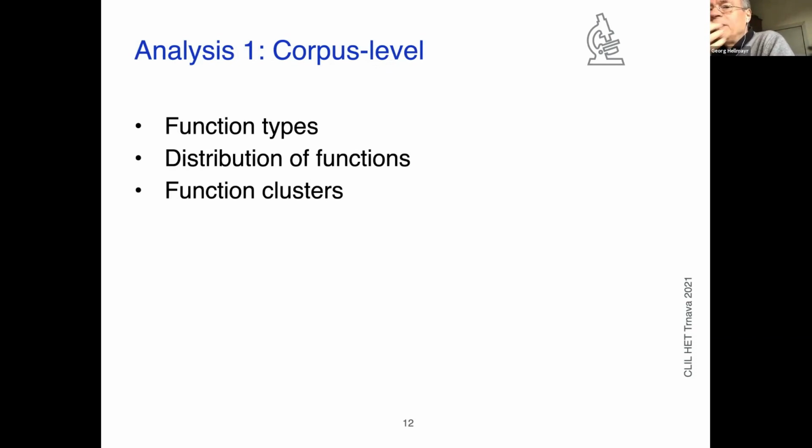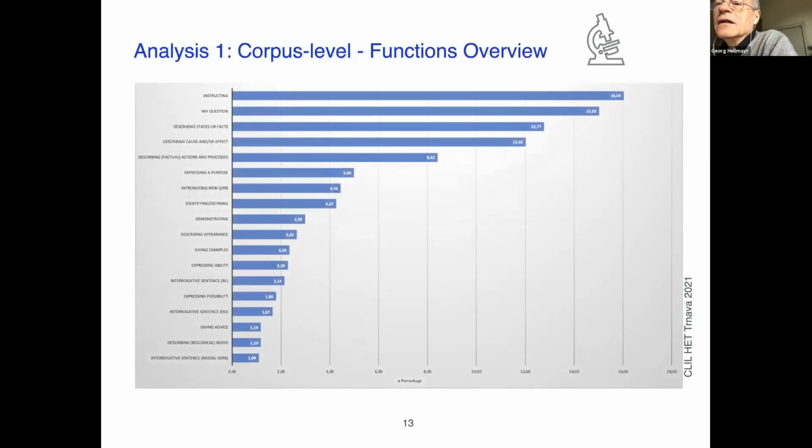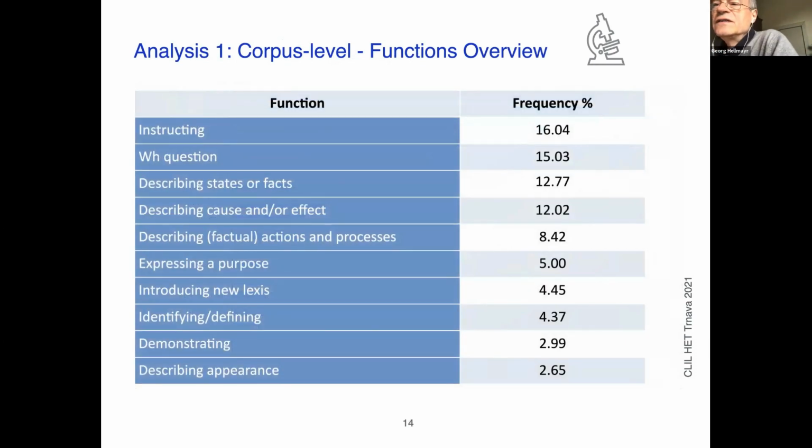So we looked at function types on the corpus level. What kind of functions were being used? How were these functions distributed? And were there function clusters? Clusters like, for example, describing, what kind of describing was being used. So we had a lot of different levels there. And you can see now the general overview of the functions, and the most prominent one at the top is instructing, with a frequency of 16.04%, and all the others.